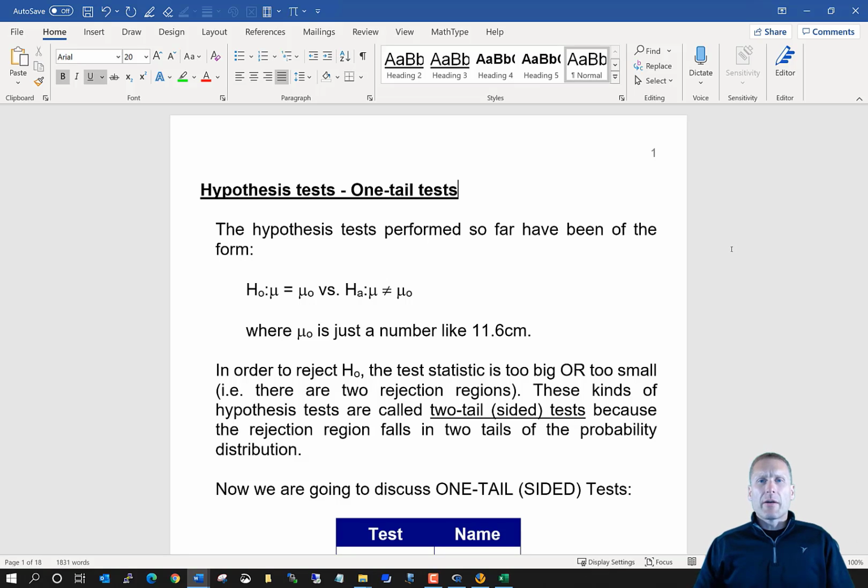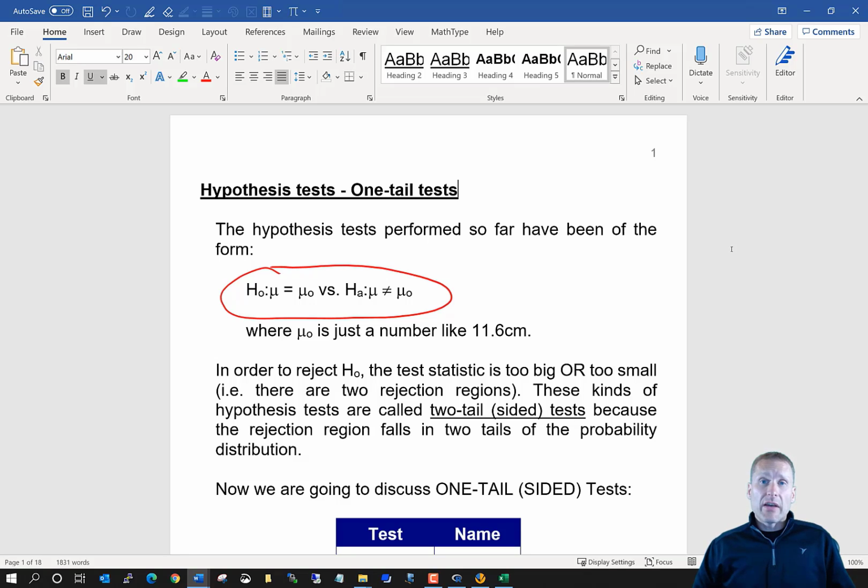So let's next talk about hypothesis tests for a population mean, where we're dealing with what are called one-tailed tests. So far we've been talking about two-tailed tests. So we've had hypotheses that look like this. And what we do is we look to see if, let's say, the test statistic is too big or too small relative to what should happen if the null hypothesis was true.